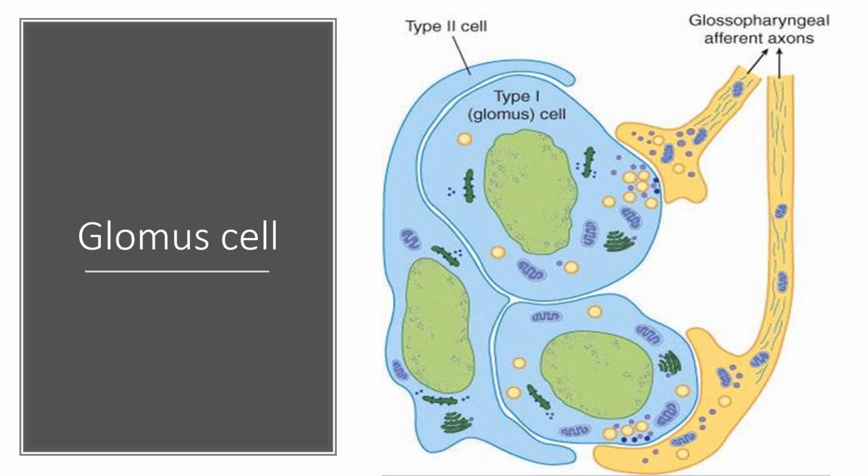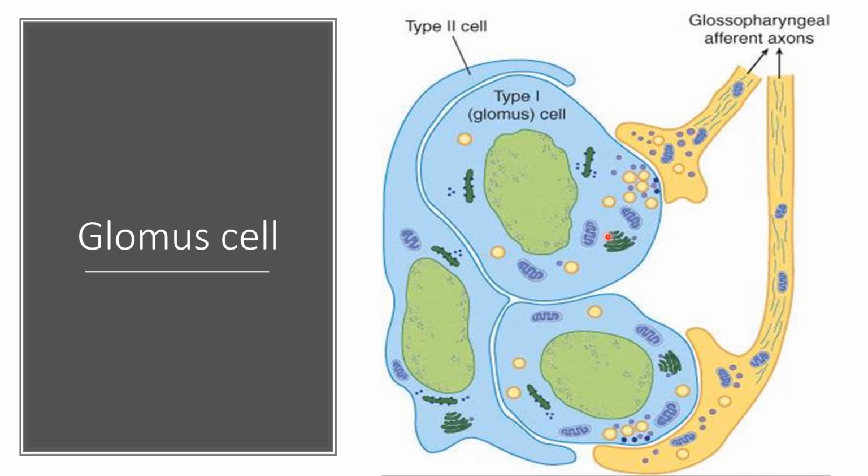What is a glomus cell? The carotid body consists of two types of cells: type 1 glomus cells and type 2 glomus cells. Type 2 are actually the sustentacular cells. They surround the clusters of type 1 glomus cells, and these type 1 glomus cells are the chemosensitive cells in the carotid bodies. These glomus cells are spherical in shape, with a diameter of 10 micrometers, and they are neuroectodermal in origin.